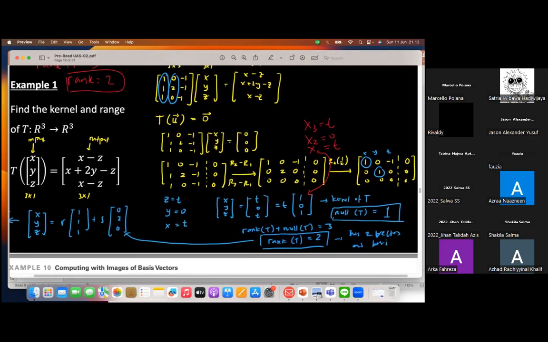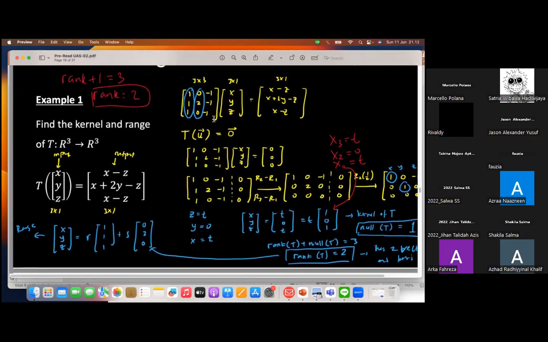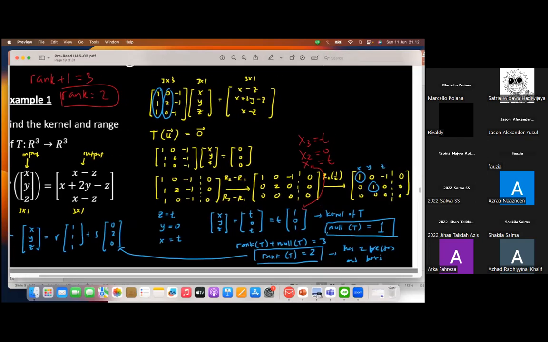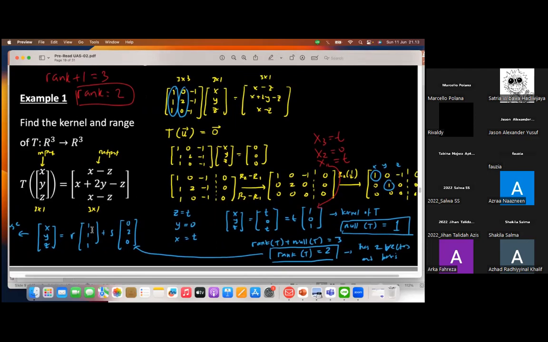Like this and this. You can also use another way, which is the column vector. We express the column vector. And we look at here, and we see that column 1 and column 2 has leading 1. Therefore, these two are the bases. And because of this, there are two. The dimension of the column space is 2. Therefore, your rank is 2.